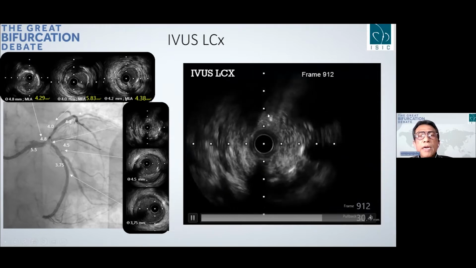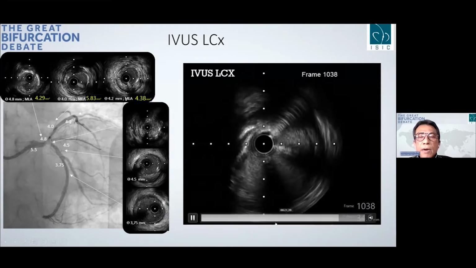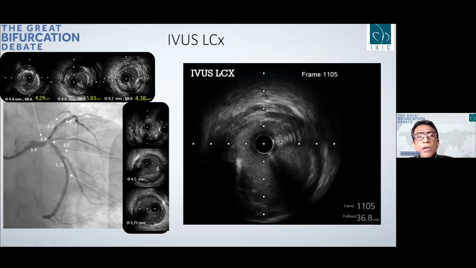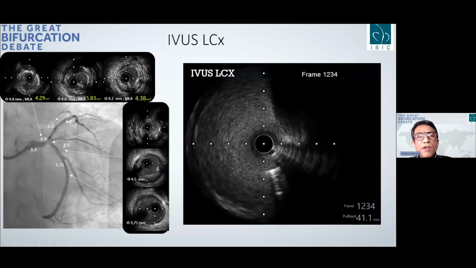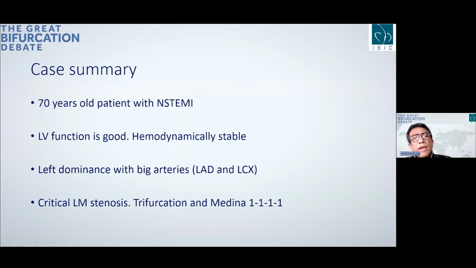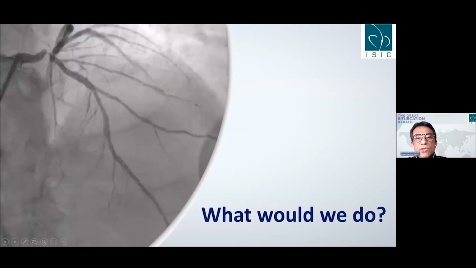This is the LAD, and this is the left main. The diameter of the circumflex is 4.5 here, and the distal circumflex is 3.75. So in summary, this is a 70-year-old patient with non-STEMI, good ventricular function, left dominance with big arteries, trifurcation, critical left main stenosis, Medina 1-1-1. So what would we do?